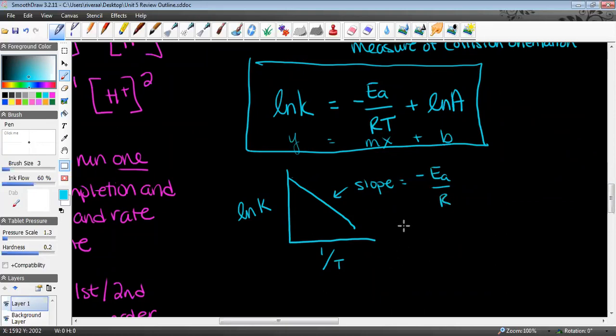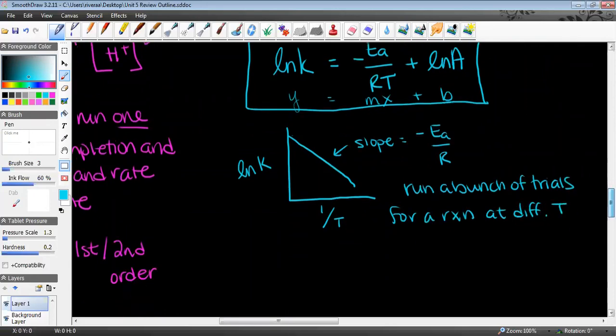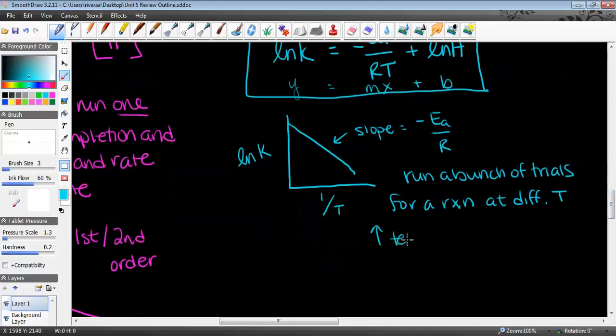In other words, I can run a bunch of trials for a reaction at different temperatures. When I increase the temperature, I'm going to increase the rate, and I'm going to get an increase in the rate constant K. If I measure these different rate constants at all of these different temperatures and make this graph, I can calculate the activation energy for the reaction.